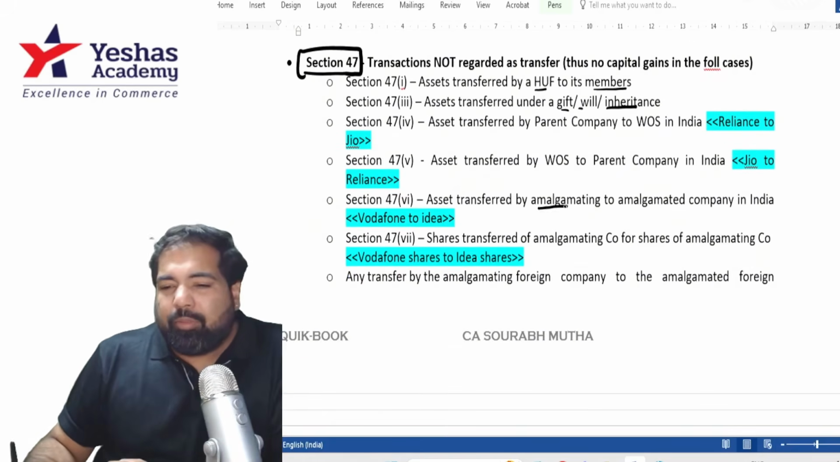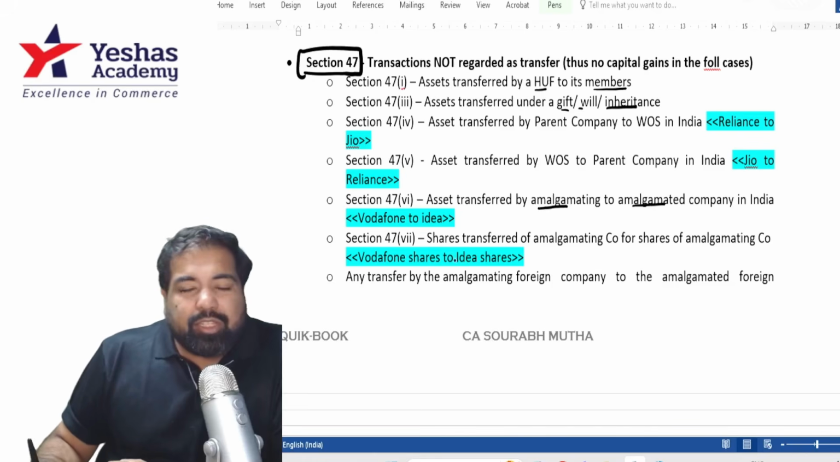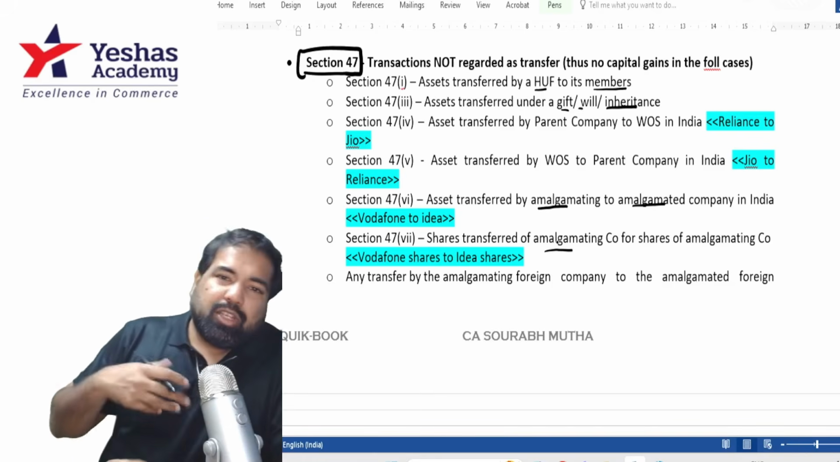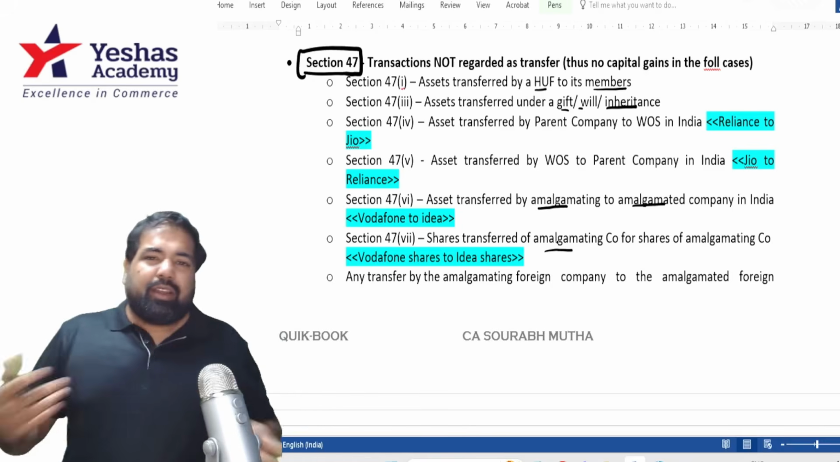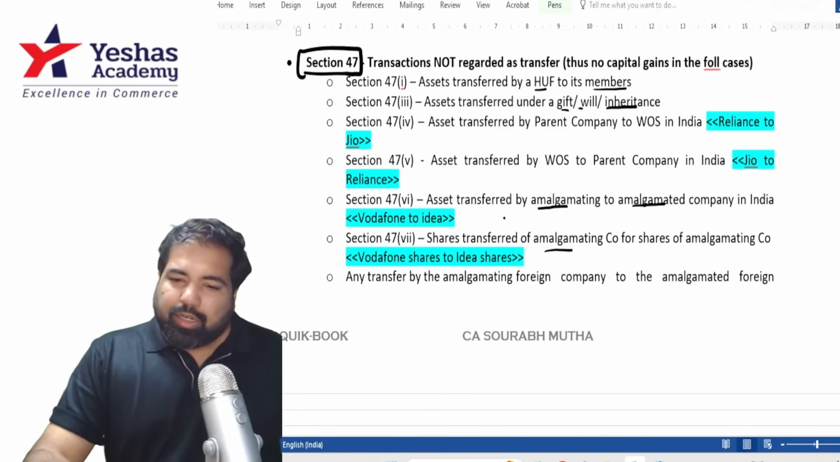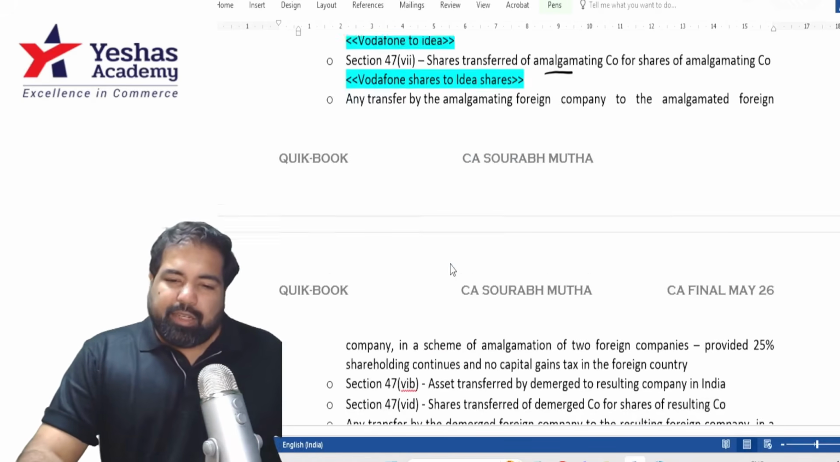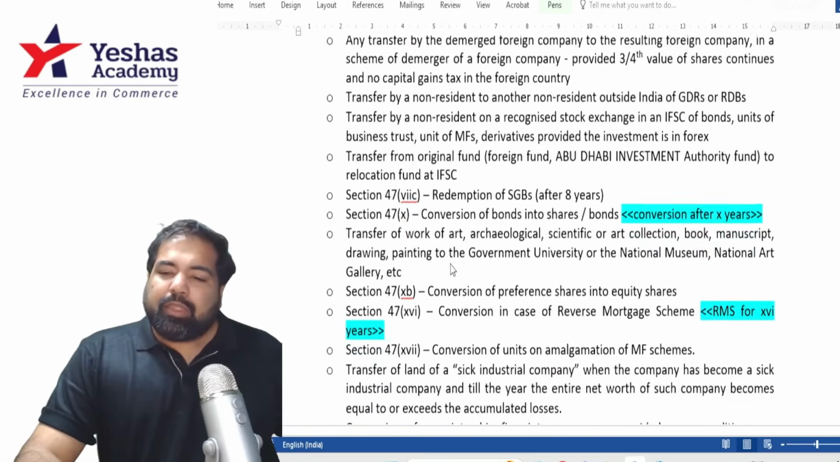Asset transferred by amalgamating to amalgamated company. Shares transferred by an amalgamating company. Example, I had shares of Vodafone, now I have shares of Idea. Is there a transfer? It looks like a different share, but it's not considered as a transfer. Like this, there is a list. I'll tell you the more important ones.